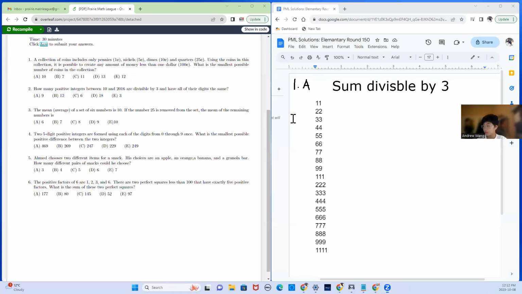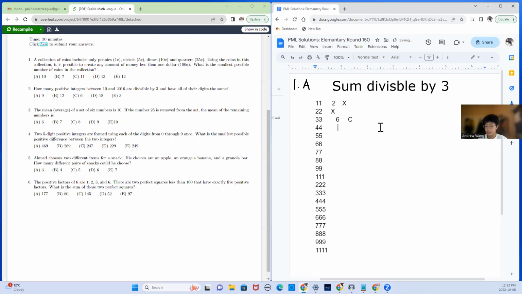So 11. So 1 plus 1 equals 2. So it's not divisible by 3, so it does not meet the requirements. 2 plus 2, 4, is not divisible by 3. 3 plus 3 is 6, and that is divisible by 3. So we'll just write a C, like a check mark, sort of.